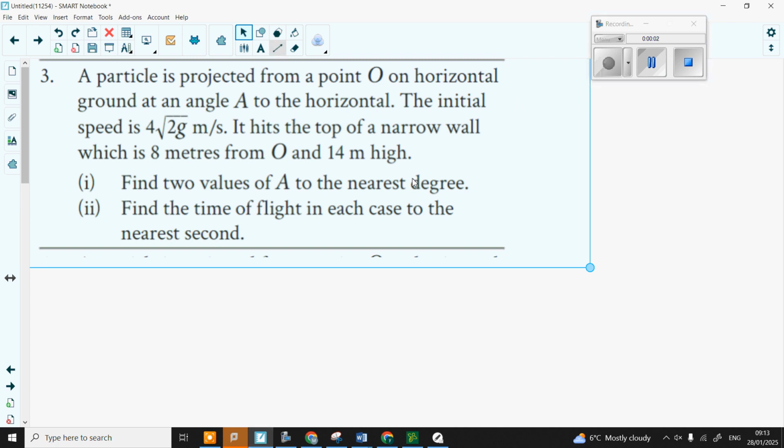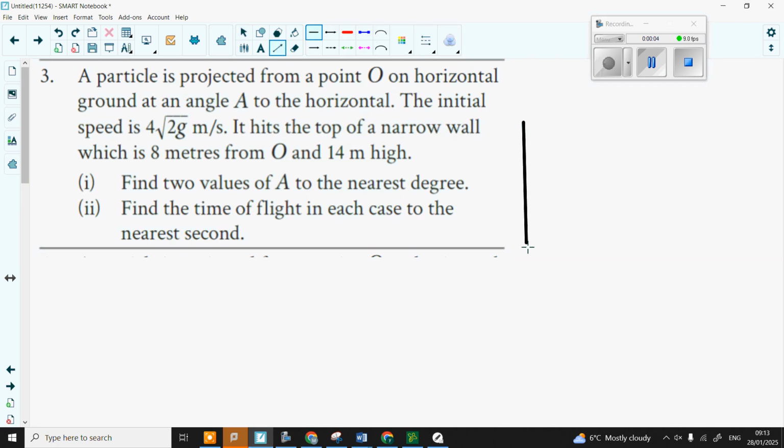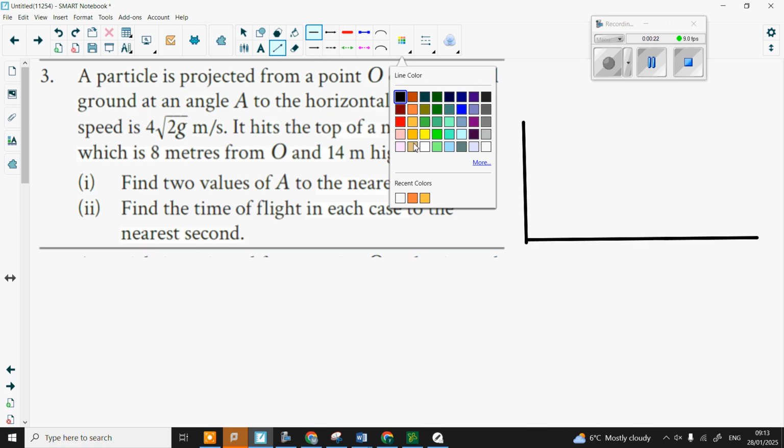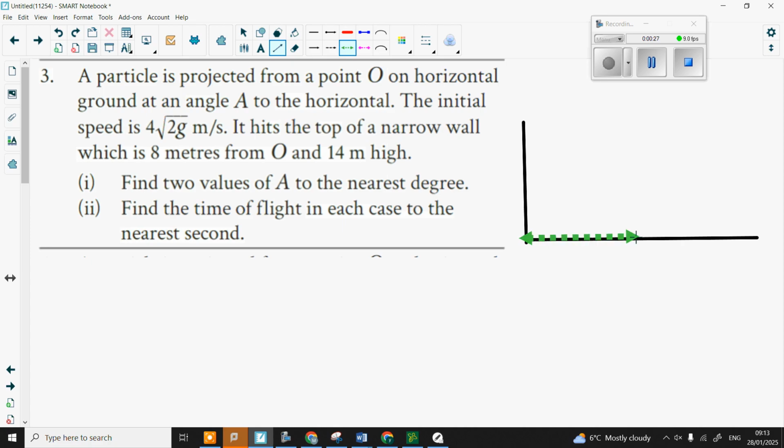Okay, so we're doing a normal projectile thing. Now, the problem with our question is, it hits the top of a narrow wall, which is 8 meters away and 14 meters high, okay? So it's up here, and it's a point called (8, 14).